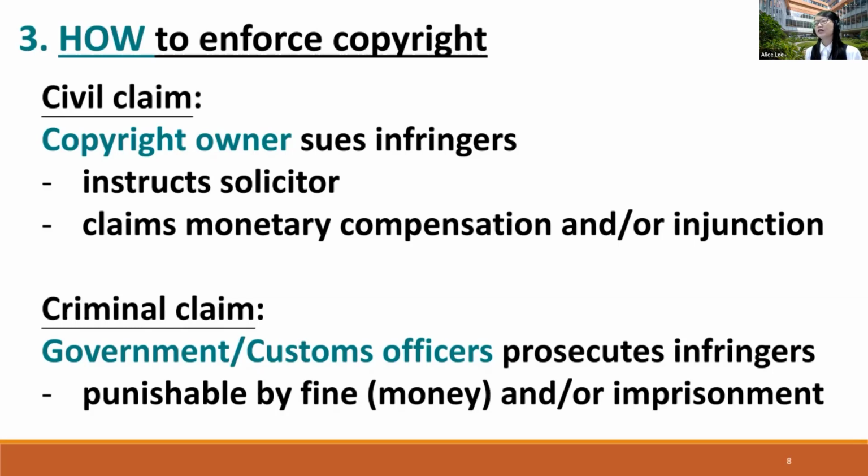An injunction here means that you can restrain the infringers from doing something. Maybe you want them to take down some infringing material from their website, to stop reproducing your work, so on and so forth. So to stop them from doing something, that is called an injunction. And in addition, we also have a criminal claim. A criminal claim is only for large-scale reproduction or sharing of your work. So usually it will be sharing or reproduction, mass production in the course of business, involving making profit, so on and so forth. So criminal claim would be dealt with by the government or customs officers.